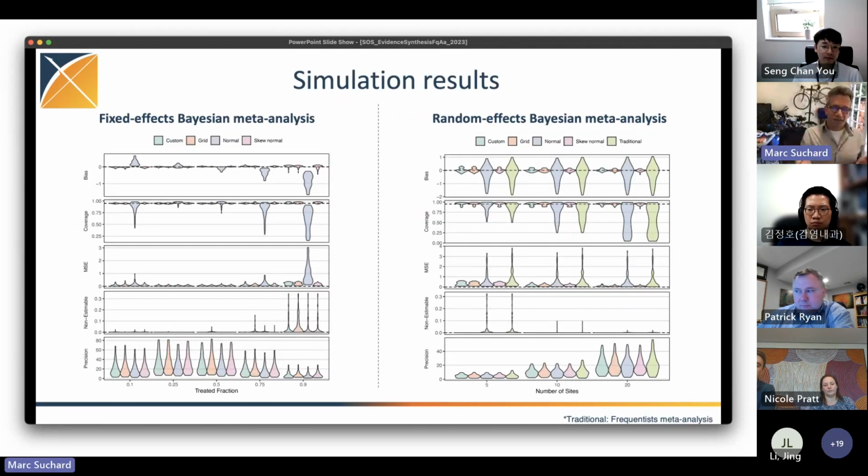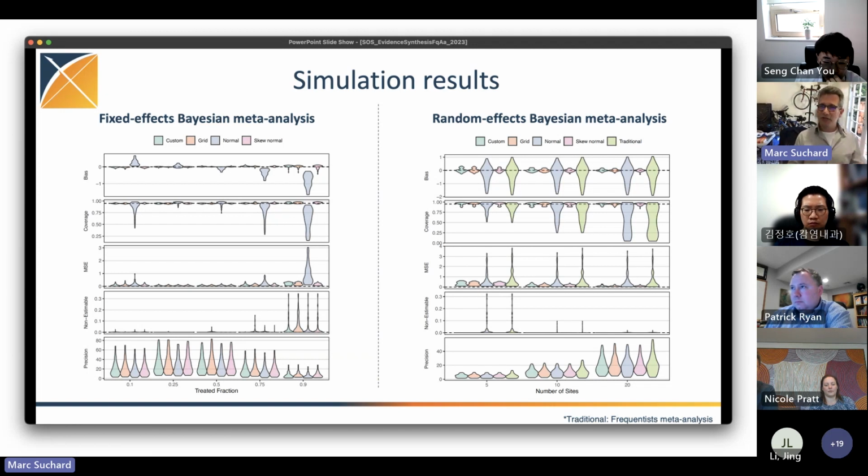There's a lot of results on this page. I basically just put it up to say, yeah, we wrote a paper and we studied the properties, and in general, it tends to work pretty well. Let me just focus you on the random effects Bayesian meta-analysis, which is the approach that we're looking at the moment. We'll look at the grid results. They worked really well.